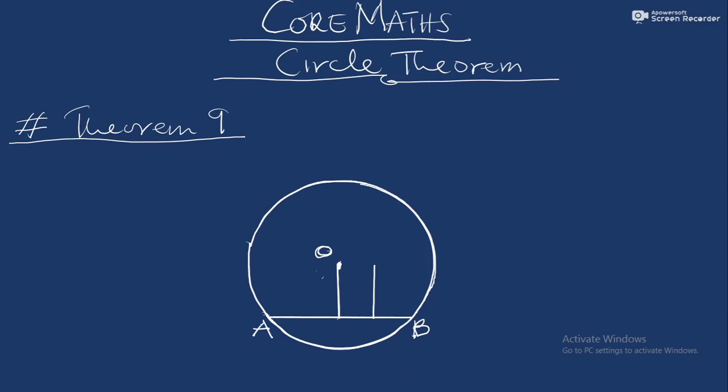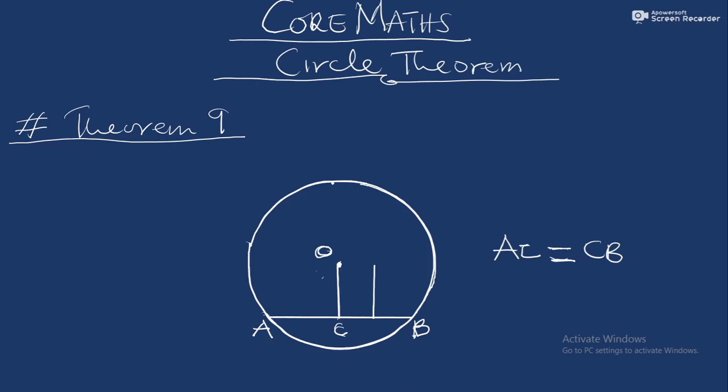But this line from the center of the circle to this chord is a perpendicular line, and it bisects the chord. So the theorem says that any line drawn from the center of a circle to a chord is a perpendicular bisector of the chord, meaning that the line bisects the chord. So if this is, let's say, C, it means that AC is equal to CB. That is what the theorem says.